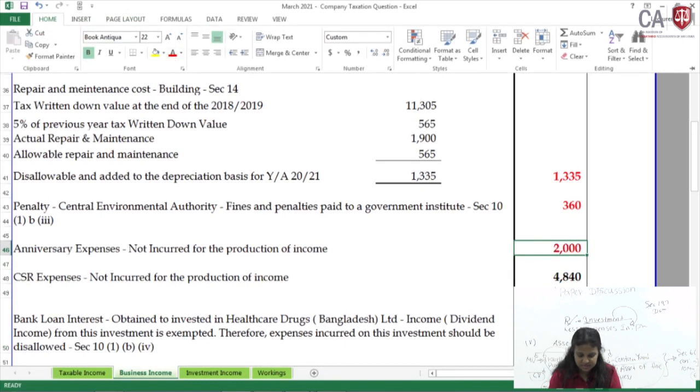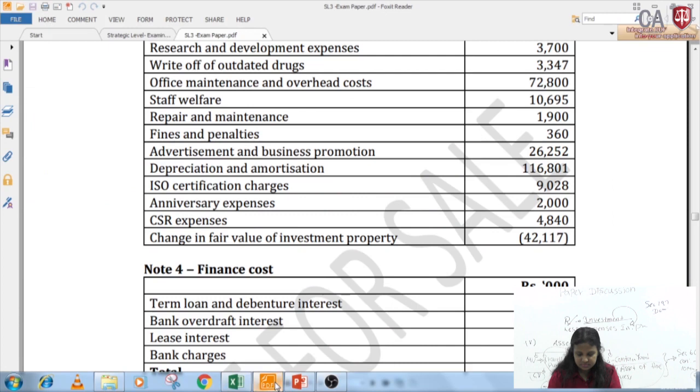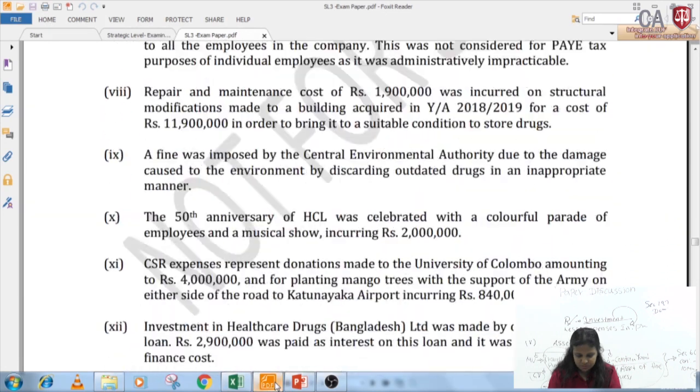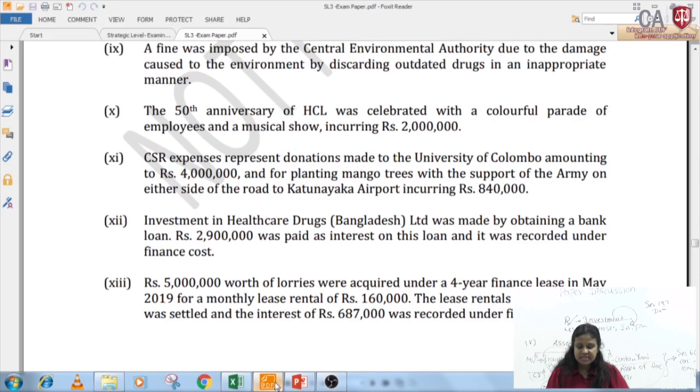Then we will go to the next adjustment. What is the next one? CSR expenses represent a donation made to the University of Colombo amounting to 4 million. The University of Colombo is a government institution. Then this comes under donation to government. Under qualifying payments and relief under section 52 and the 5th schedule, this 4 million can be deducted as a deduction from the assessable income.